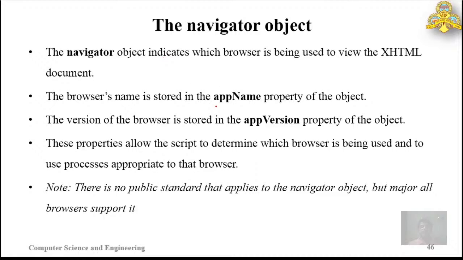For example, appName is the property which gives the name of the browser, whereas appVersion gives the version of the browser. We will get different values for different browsers for these properties. If I use Firefox, then I will get a different name and different version. And if I open the same code in a different browser, for example Google Chrome, I may get a different one.